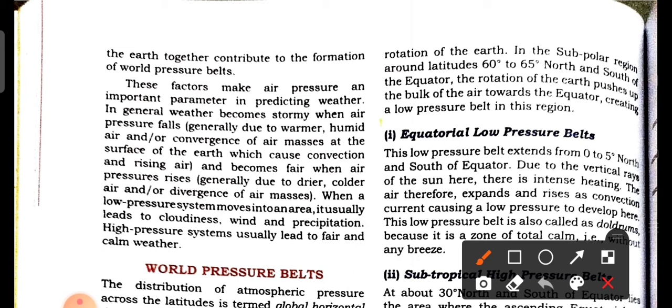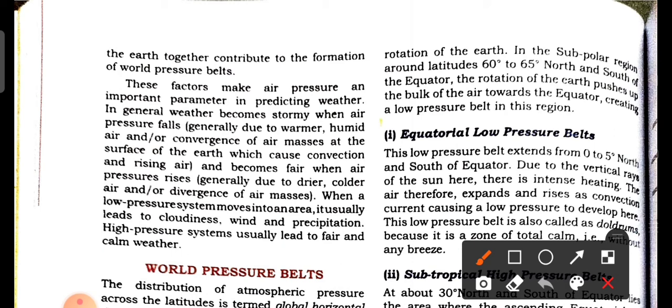And this becomes vice versa in the polar regions. When a low pressure system moves into an area, it usually leads to cloudiness, wind and precipitation, that is rainfall.